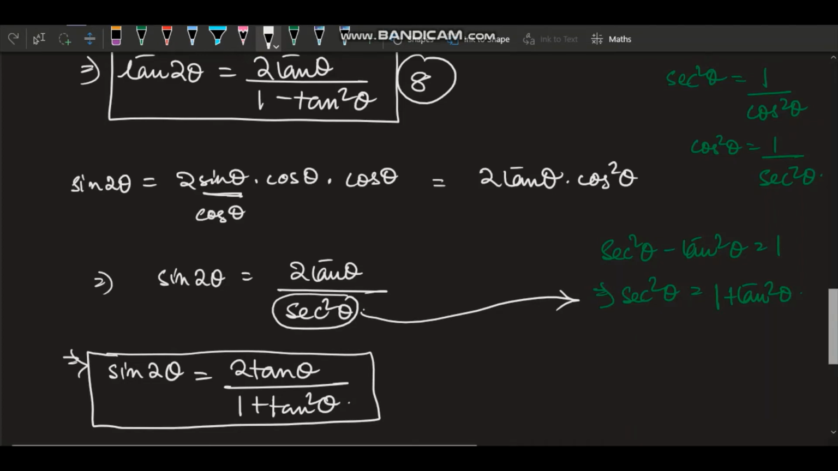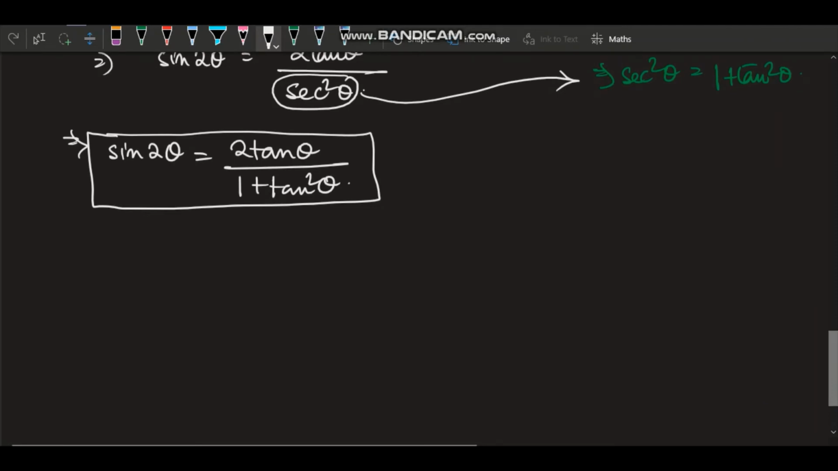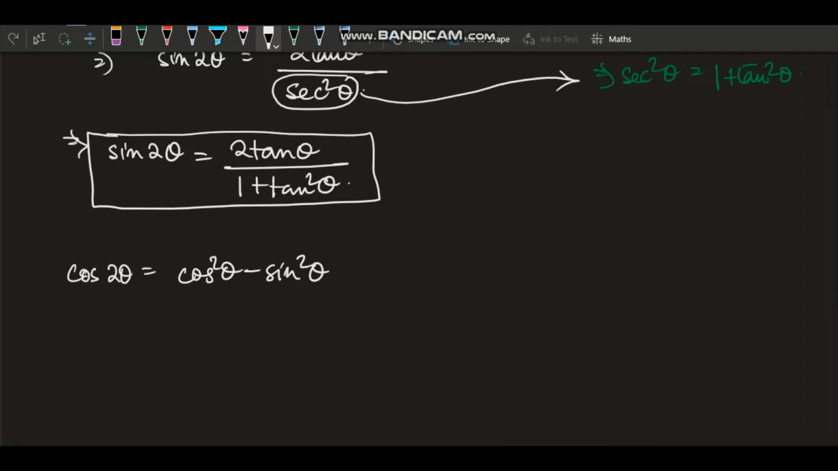Similarly, I can find out cos 2 theta entirely in terms of tan theta. What is cos 2 theta? Cos 2 theta is cos square theta minus sine square theta. So suppose I have a number a. I can write this as a by 1. Similarly, cos square theta minus sine square theta can be written as cos square theta minus sine square theta whole by 1. And in place of this 1 in the denominator, I will use the identity cos square theta plus sine square theta equals 1.